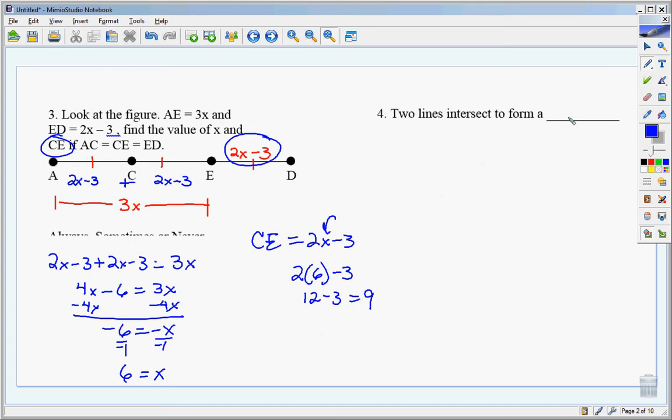Two lines intersect to form a point. If you're ever in doubt, just draw two lines on a sheet of paper and look at the intersection. What does this represent? And it does represent a point.